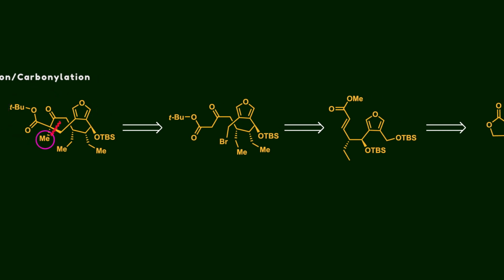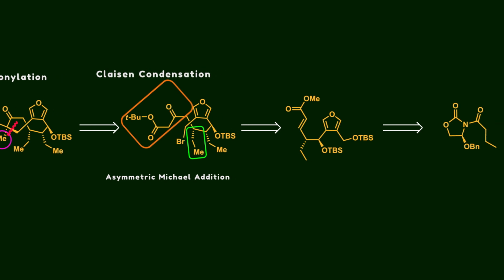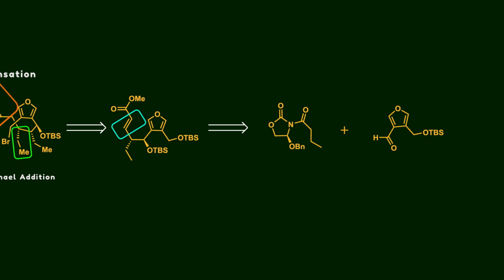The ethynyl substituent can be installed on this compound via an asymmetric Michael addition, and a 1,3-dicarbonyl system can be generated through the Claisen condensation. The double bond can be produced using a Wittig reaction, and breaking this carbon-carbon bond gives us the oxazolidinone building block and the aldehyde. The carbon-carbon bond can then be formed through a syn-Evans aldol reaction.